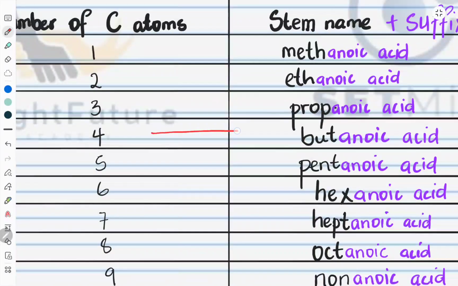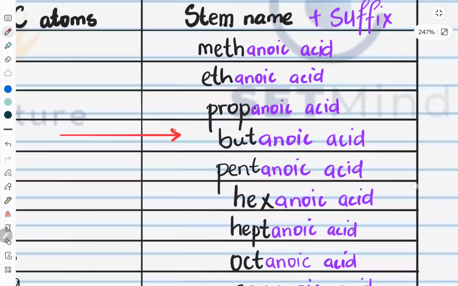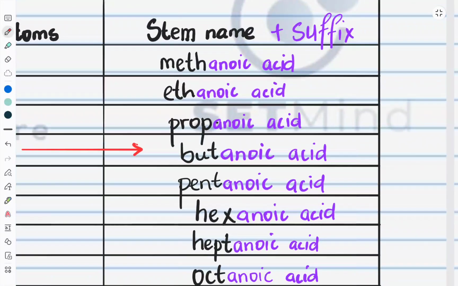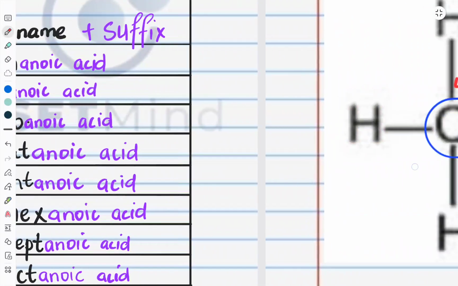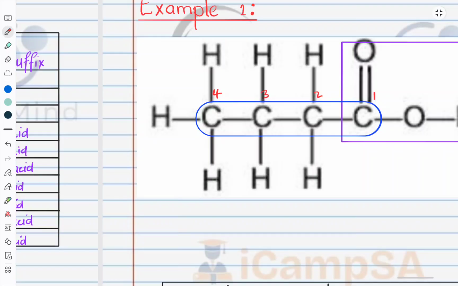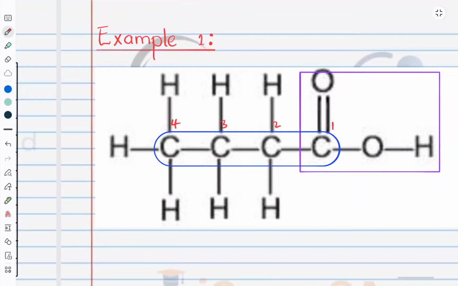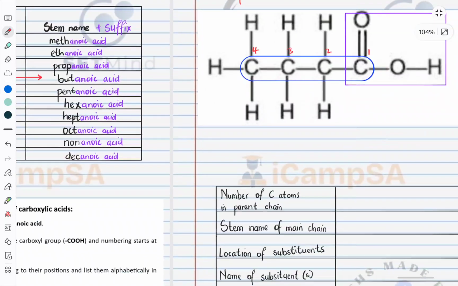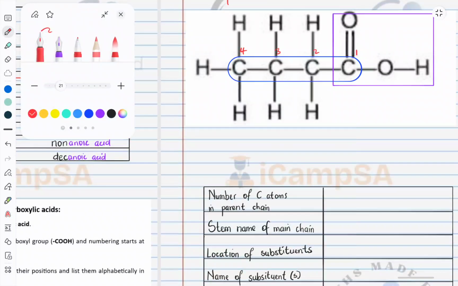So that's the name of our parent chain. The stem name of our parent chain is but, and then the full name of our parent chain would be butanoic acid. Of course, in this case, the full name happens also to be the name of the compound, right? Because there are no other substituents here. We are only dealing with the carboxyl group. So let's go and fill our table.